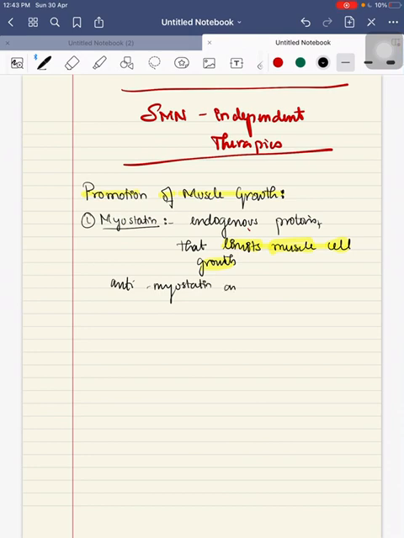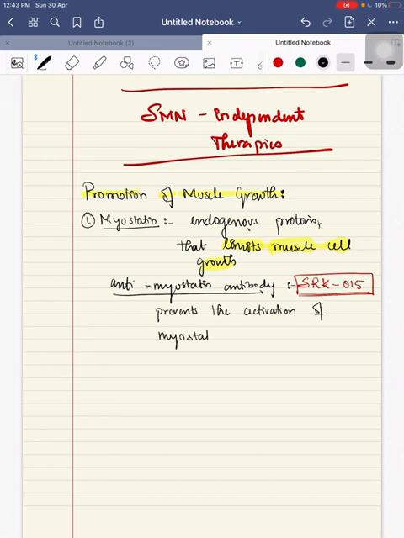So we have to make an anti-myostatin antibody that targets the latent form of the protein and prevents the activation of myostatin in muscle. Here they have designed it as SRK015. This is under the phase 2 trial.